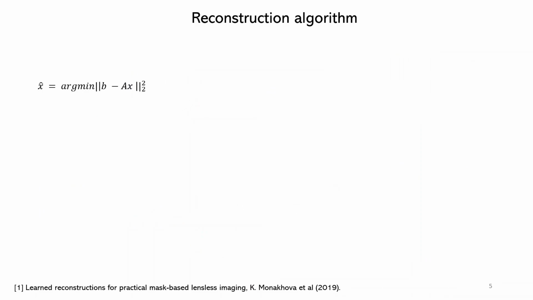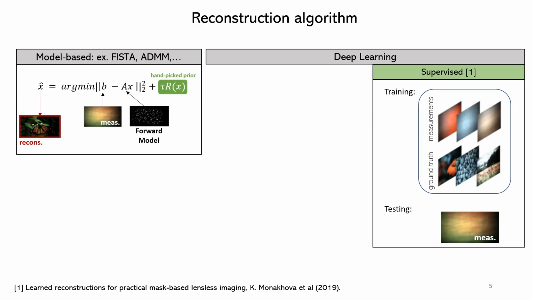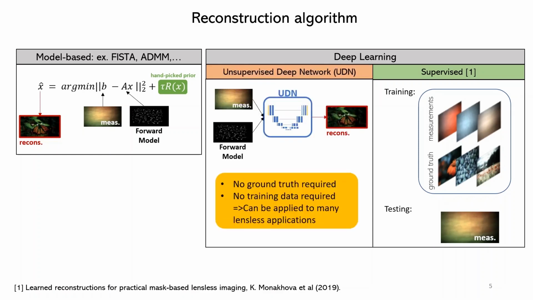The lensless reconstruction algorithm is an inverse problem where we solve for the same image X given a measurement B and a forward model A. Current model-based methods use convex optimization with a handpicked prior to solve for the image. Deep learning-based methods can achieve higher image quality but require labeled image pairs, which are impractical to obtain for 3D lensless imaging. We propose an unsupervised deep network to utilize the capabilities of deep networks without requiring any training data, and it can be applied to many lensless applications.